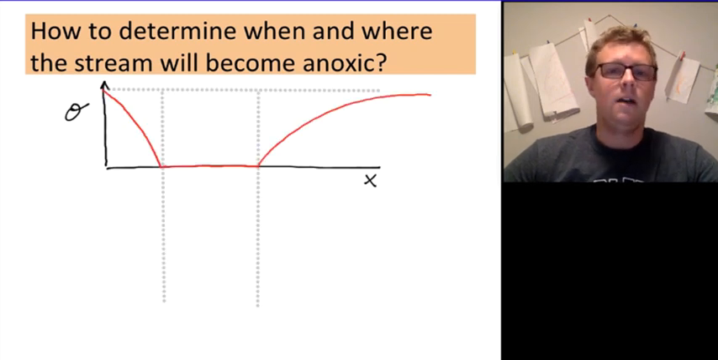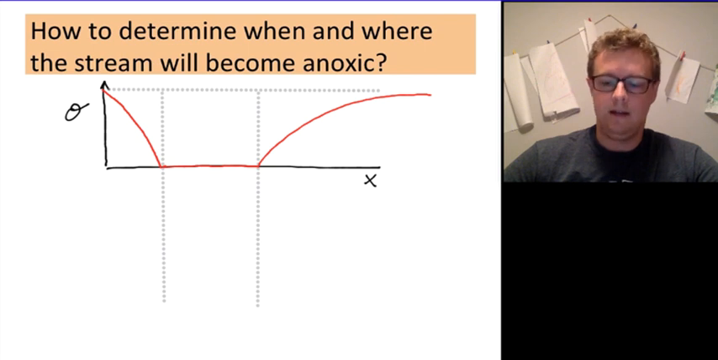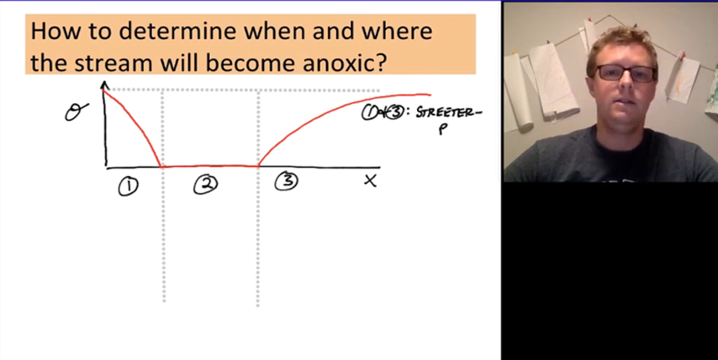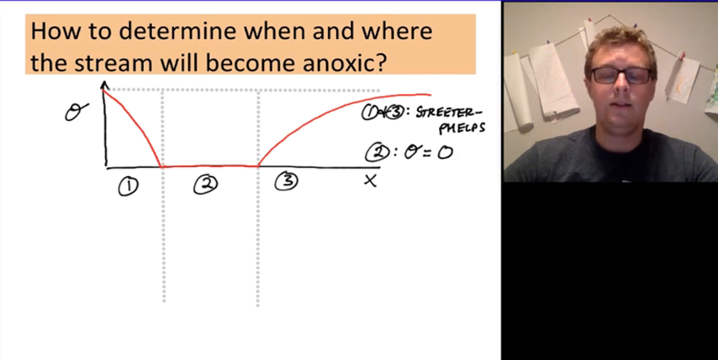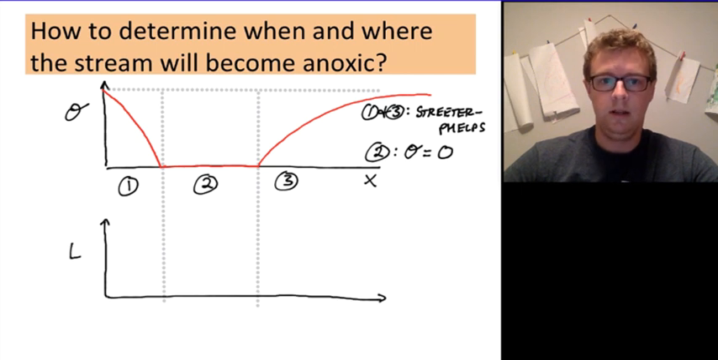Okay, one more time. Here's oxygen through space, and we can see where this becomes 0. If we break that down into 3 zones, before the 0, during, and after, denoted 1, 2, and 3. Zone 1 and Zone 3 are Streeter-Phelps equation, just like we've always done it. In Zone 2, we've got oxygen levels equal to 0. So that's what we would do for oxygen.